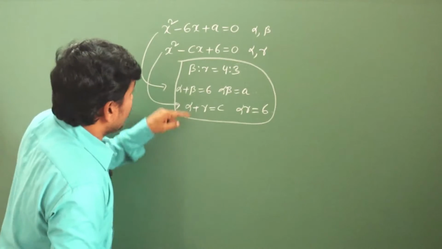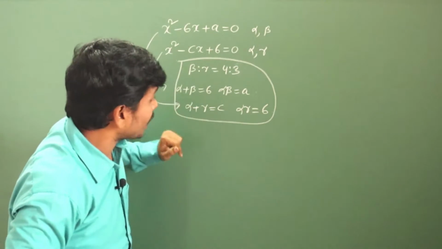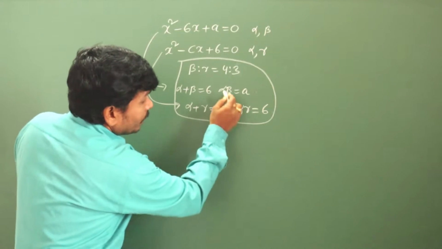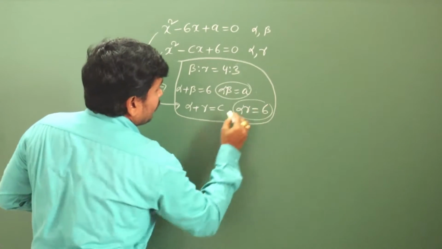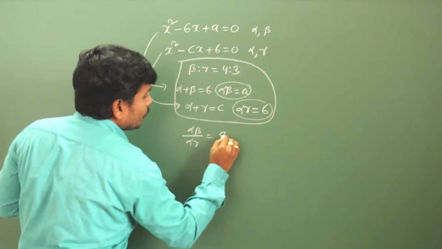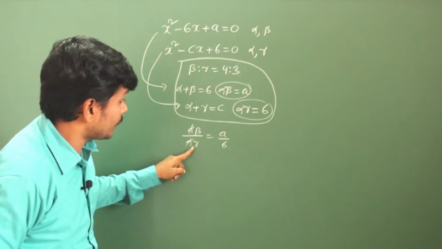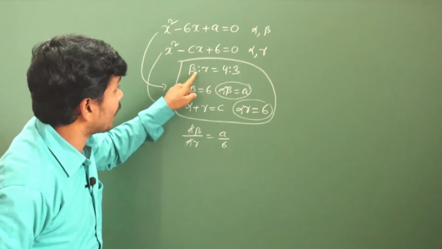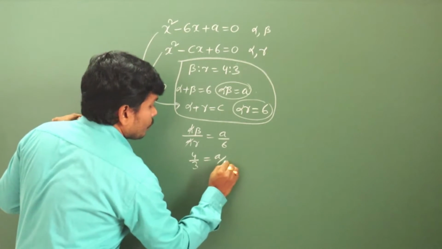Observe here. Here you have the beta by gamma value. Beta is to gamma is nothing but beta by gamma. So these two equations, this equation and this equation, divide it. Alpha beta by alpha gamma equal to a by 6. Alpha alpha cancel, beta by gamma you got it. What is your beta by gamma value? 4/3. 4/3 equal to a by 6.